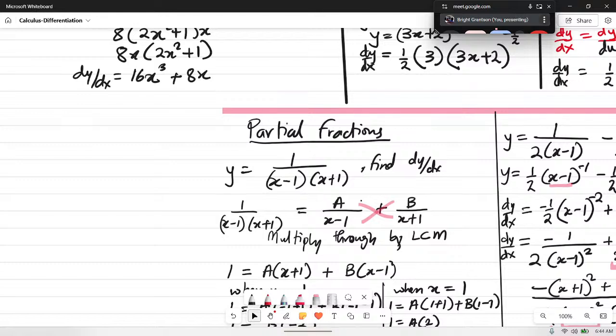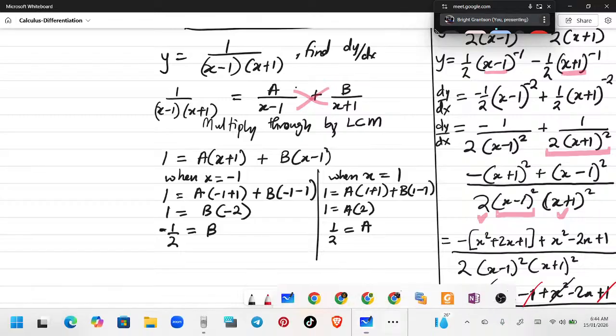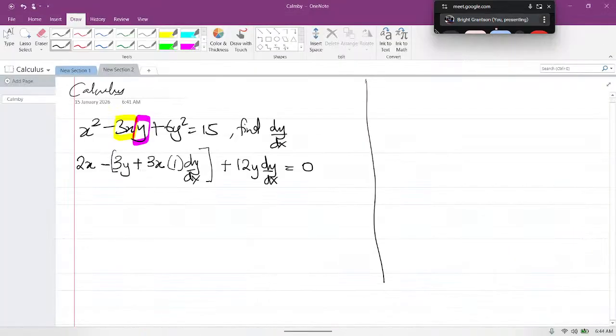I want all the notes to be on one side so that if I'm sharing. I'll do it later.